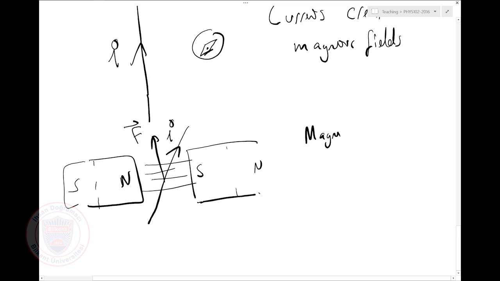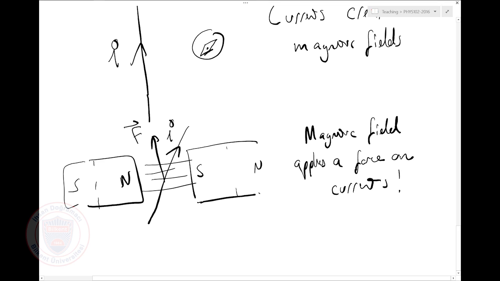Magnetic field applies a force on currents. So now we're going to study both of these principles. First, we'll sort of define the magnetic field by its action. Its most important action is going to be these forces it applies on charged particles. And then the next chapter, we'll talk about how to create magnetic fields by running currents through circuits.